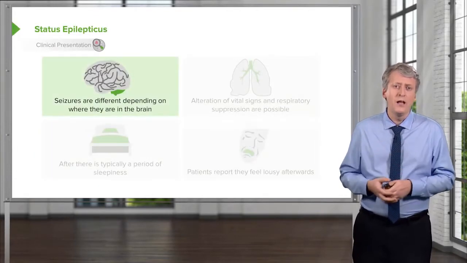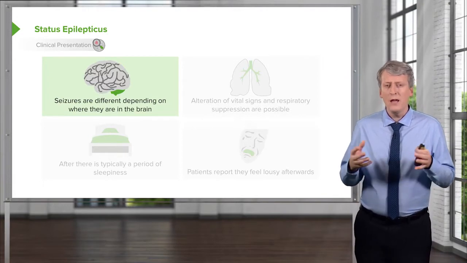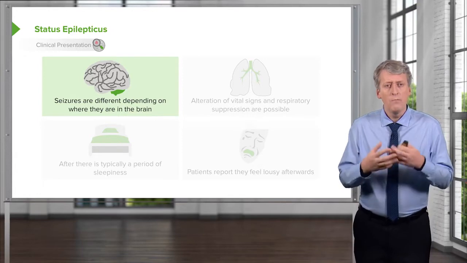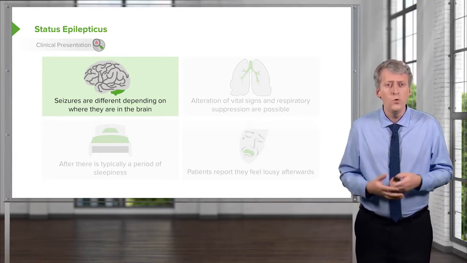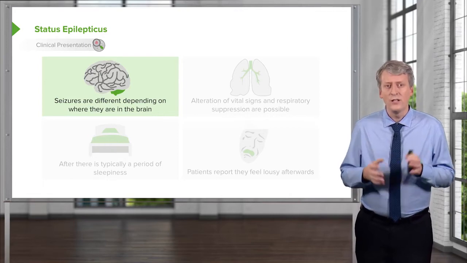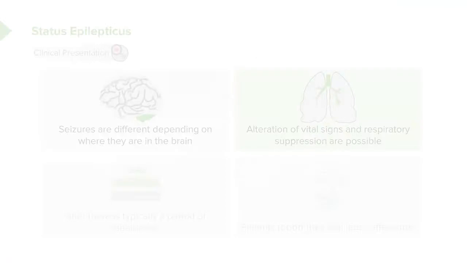Seizures are different depending on where they are in the brain. A frontal lobe seizure may result in bizarre behavior. A temporal lobe seizure may result in depression or mood affect changes. But a generalized seizure is what we'd expect to see with motor movements predominantly appearing.